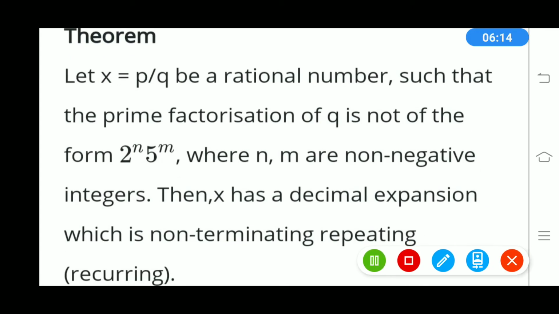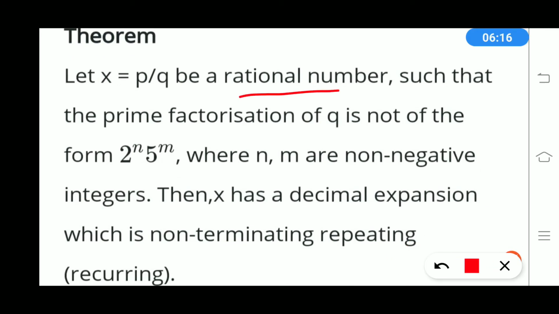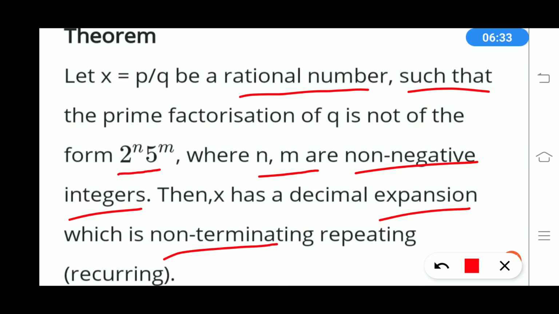Let x equal to p by q be a rational number such that the prime factorization of q is not of the form 2 to the power n into 5 to the power m, where m and n are non-negative integers. Then x has a decimal expansion which is non-terminating but repeating.